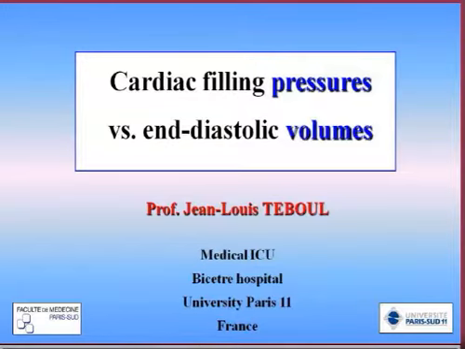My purpose today, this morning, will be to focus on the problem of preload measurements. What about cardiac filling pressures? What about end-diastolic volumes?